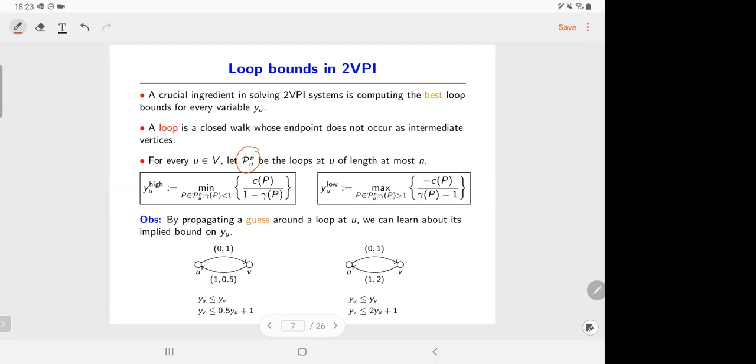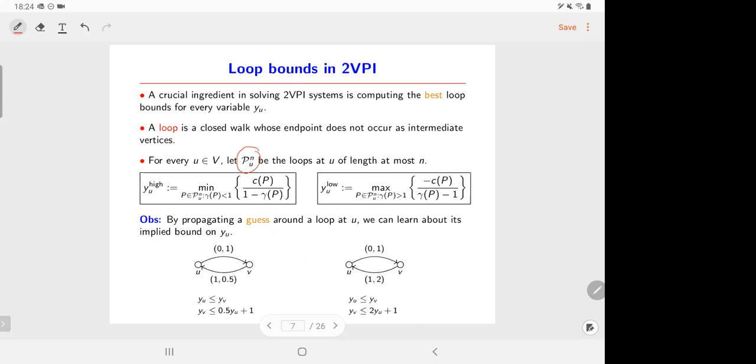Then we're interested in computing the following two quantities, YU high and YU low. YU high in words represents the best upper bound that you can get for the variable YU around a flow absorbing loop. And YU low, on the other hand, is the best lower bound that you can get on the variable around a flow generating loop.